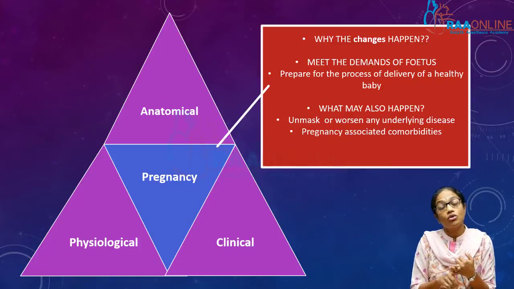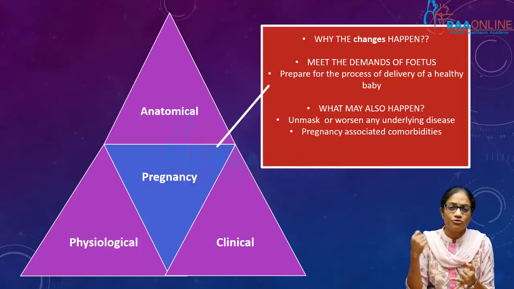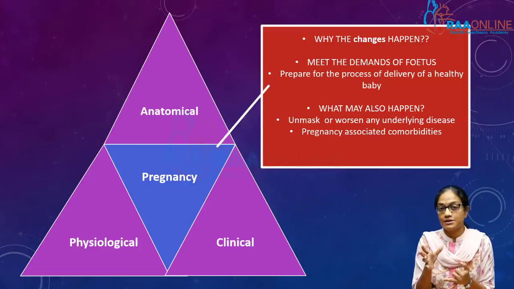What may also happen is, in this process, when the body is getting geared up and going in full gear for the pregnancy, she may unmask an underlying disease. For example, an autoimmune disorder, a rheumatic valvular heart disease, diabetes, hypertension, or any other medical problems that she may have been born with or developed during pregnancy. Hence, it's very important to closely watch and monitor her.